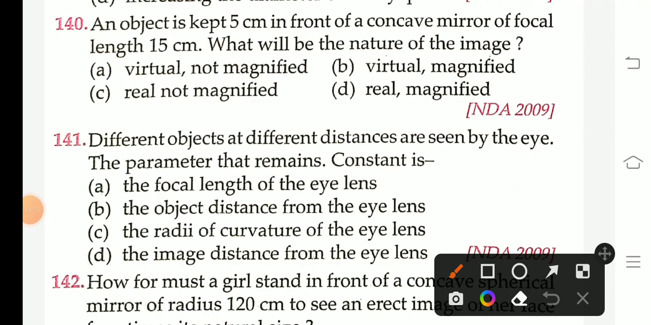Next, an object is kept 5 centimeter in front of a concave mirror of focal length 15 centimeter. What will be the nature of the image? Right answer will be option B, virtual magnified. Next, different objects at different distances are seen by the eye. The parameter that remains constant is. Right answer will be option D, the image distance from the eye lens.